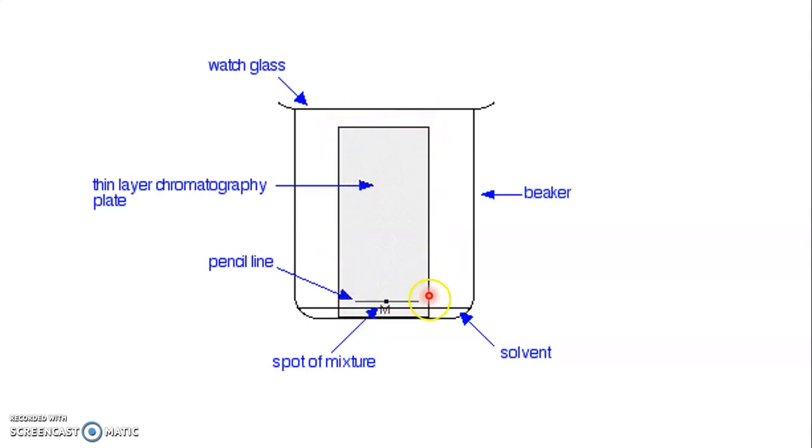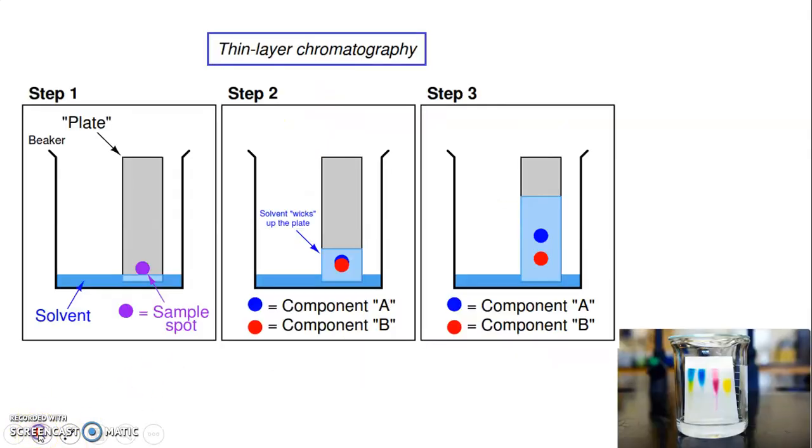That means this is a thin layer plate. We draw a line at the bottom, then make a dot, and in this dot we place the mixture to be separated. Then we place this in the beaker having the mobile phase, that is a solvent, and cover the beaker or chamber with a lid. Then, after some time, this was the first stage, and after some time the solvent moves upward and takes the components along with it.